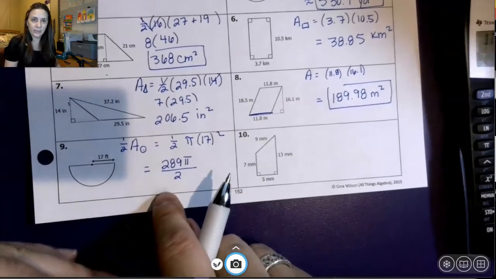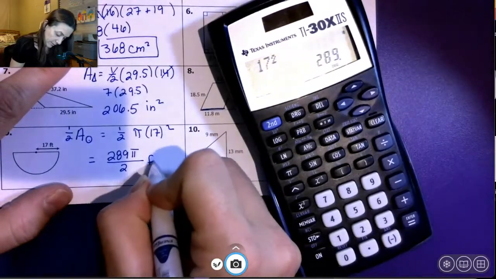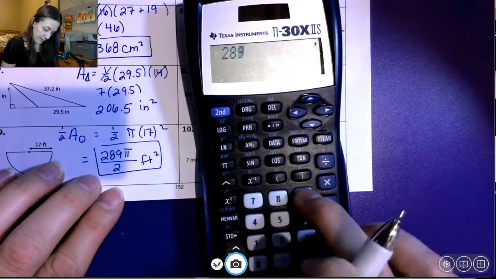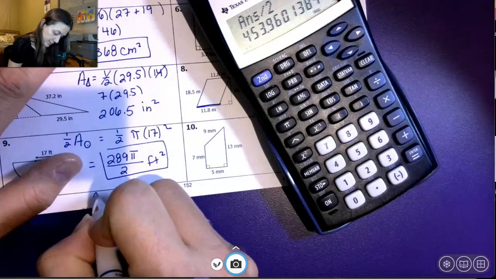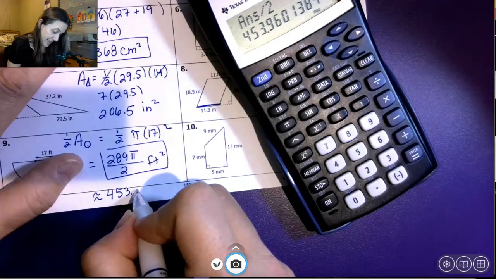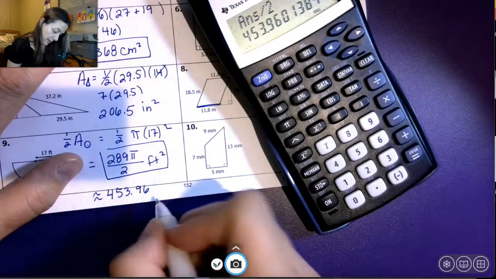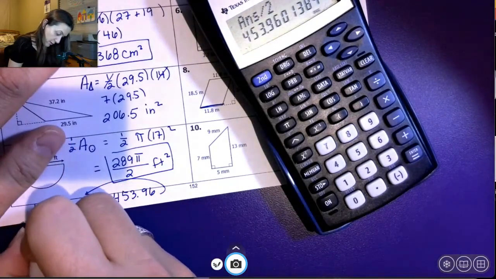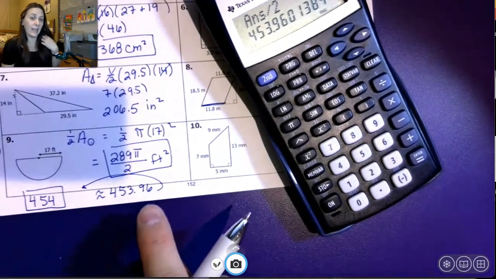If that were even, I could go ahead and divide that. It's not, so I could put the whole thing in the calculator. This again though, this is a perfectly fine answer. I could do 289 pi divided by 2, and I could get approximately 453.96, which is going to move that up and move that up. So really, this is approximately 454. So if you're rounding because the 9 rounds up, 454.